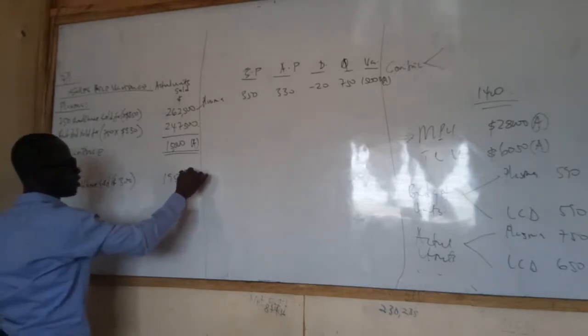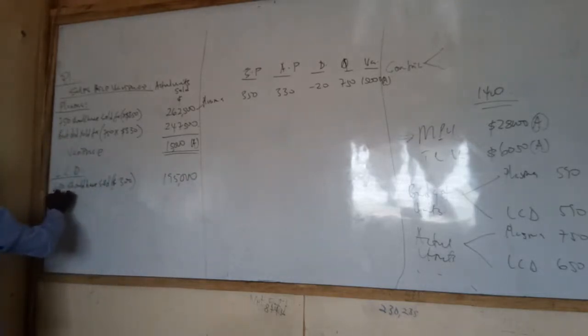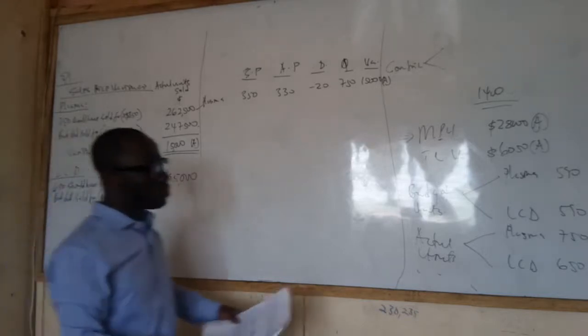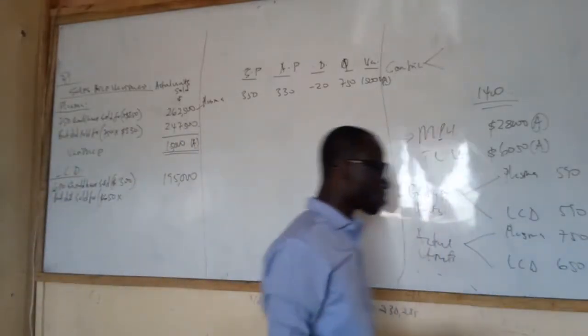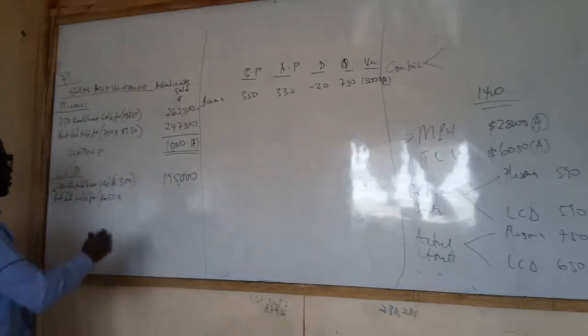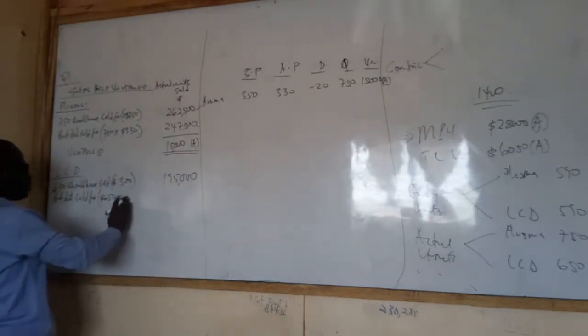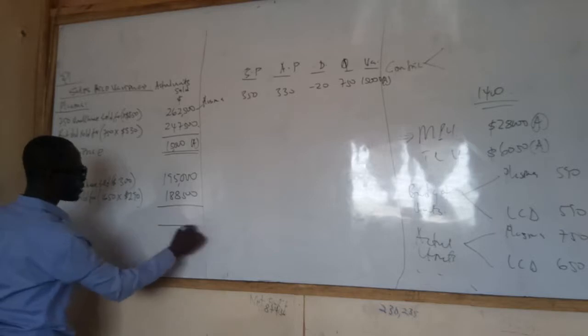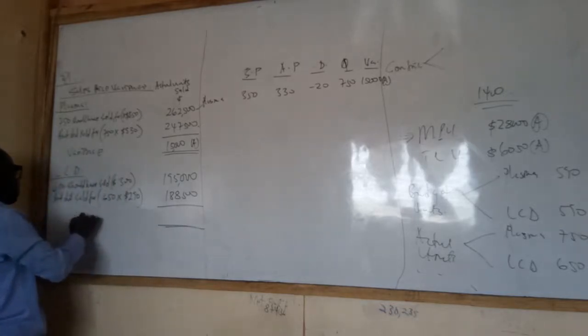$195,000. But it sold for $650. What's the actual selling price for plasma? $290. 188,500. 188,500. Good or bad?